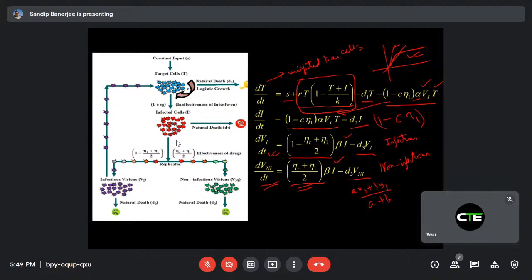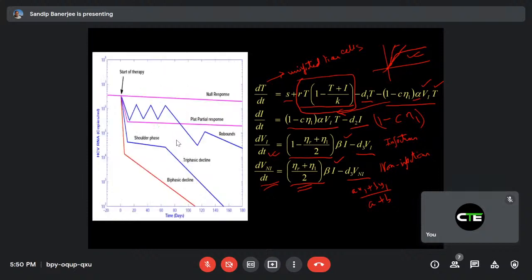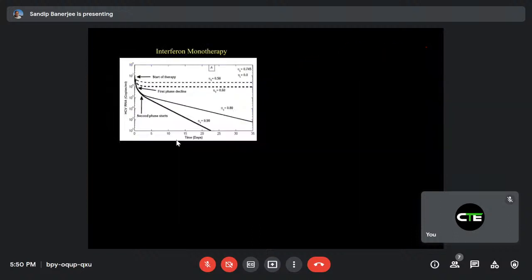So once you do that, the aim is to capture the dynamics that you see in the left-hand panel. So these are the various dynamics which you see: biphasic decline, triphasic decline. So the aim is to capture this kind of dynamics with the help of this model. So the first one which you see is the interferon monotherapy. That means only interferon has been used.